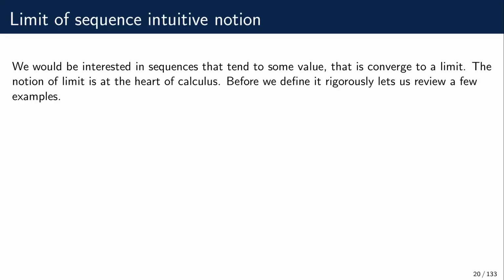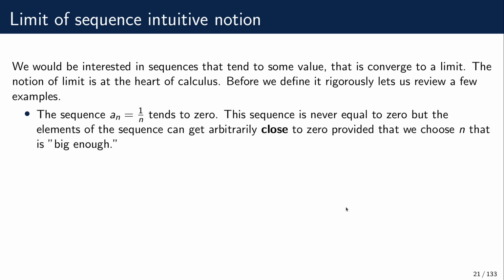So as we said, we would be interested to see what it means for a sequence to tend to some value or to converge to some limit, as we've seen with the visualized sequence that approaches the value 0.6, and we would like to see what it means and how to rigorously define this. So let's see a few examples. For example, this sequence would tend to 0, or converge to 0.